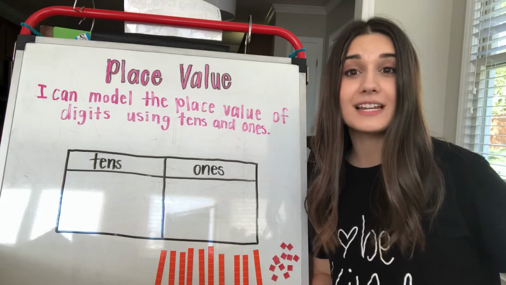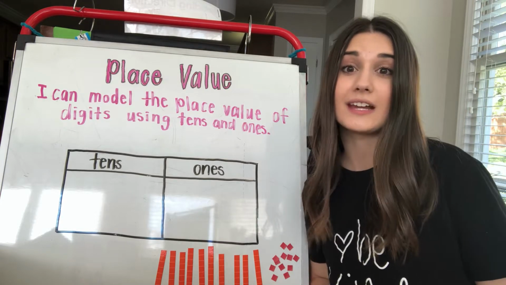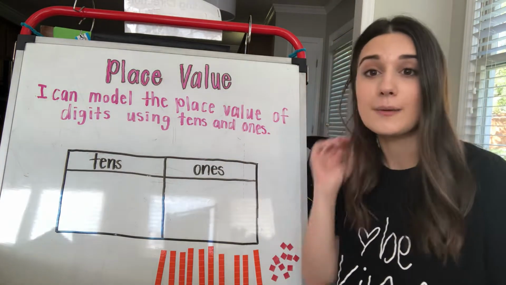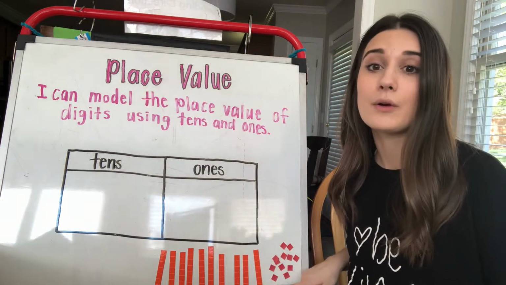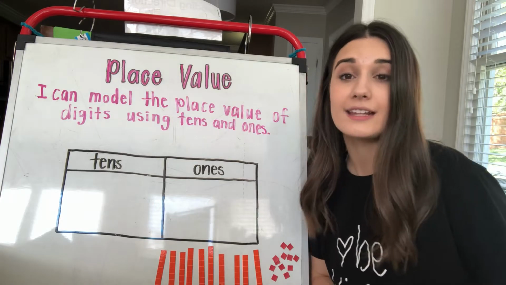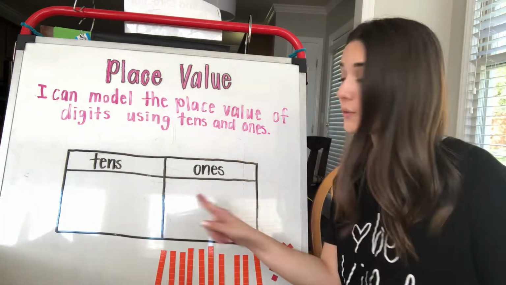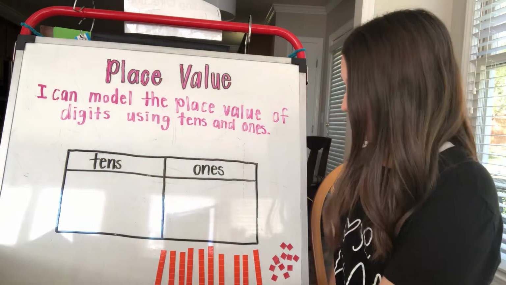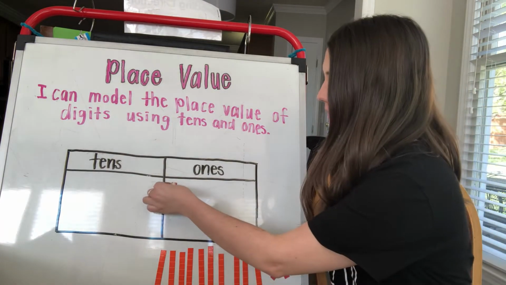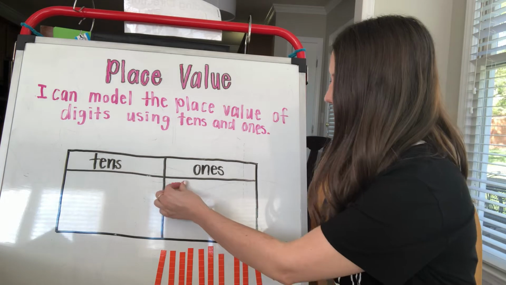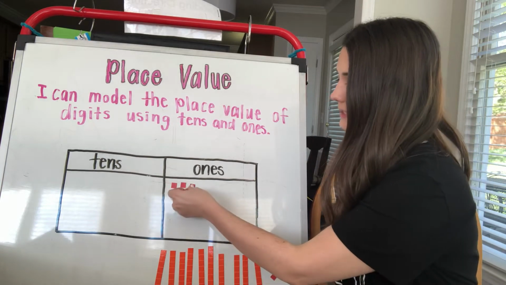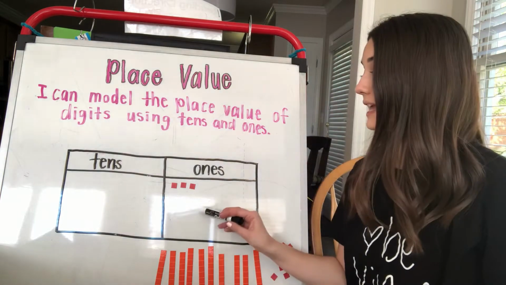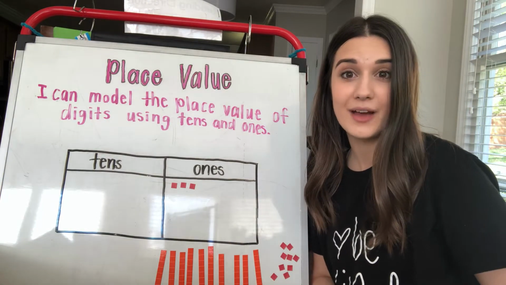So now that we have looked at digits and how their value changes when they are in different places, we are going to spend some time representing and modeling numbers using our tens and our ones. So we're going to go ahead and get started, and I'm going to put some ones in the ones place, and I want you to tell me what digit I would use to represent the ones in the ones place. So I'm going to start by putting this many ones in the ones place. What digit could I use to represent the ones we have in the ones place right now?